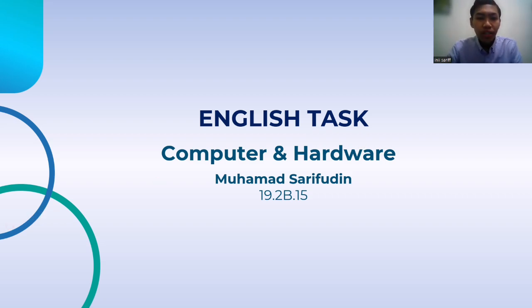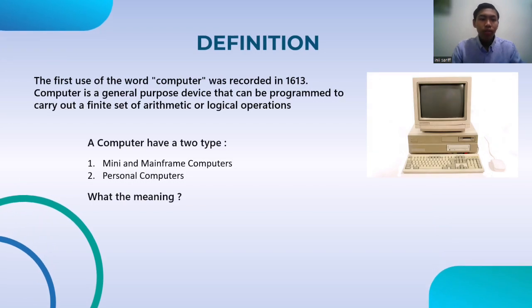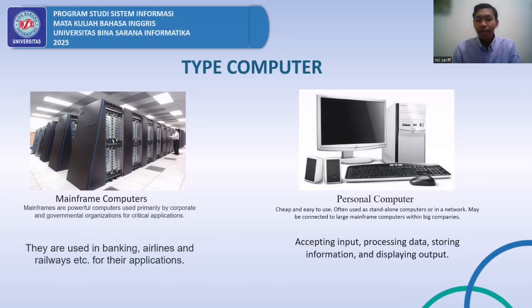The first is the definition of a computer. The first use of the word computer was recorded in 1613. A computer is a general purpose device that can be programmed to carry out a finite set of arithmetic or logical operations. Computers have two types. The first is mini and mainframe computers, and the second is personal computers. What is the meaning of these types? Let's go to the next slide.